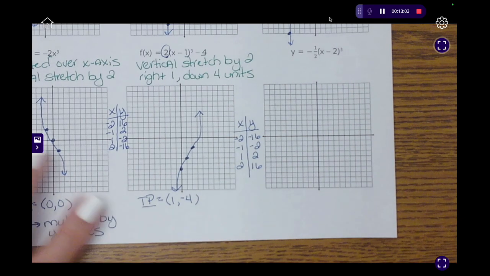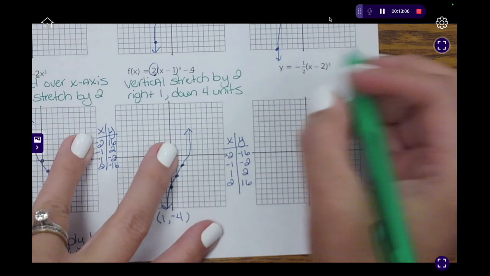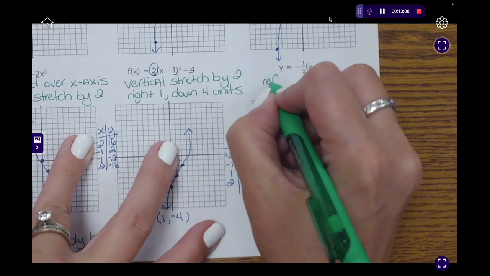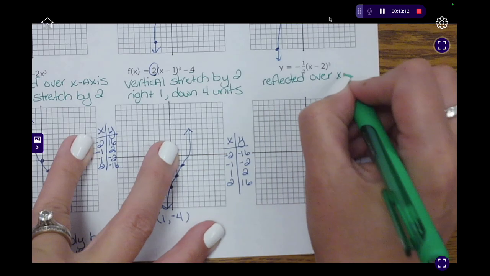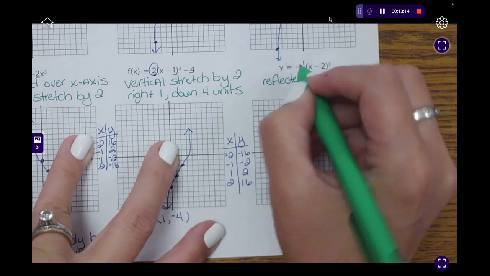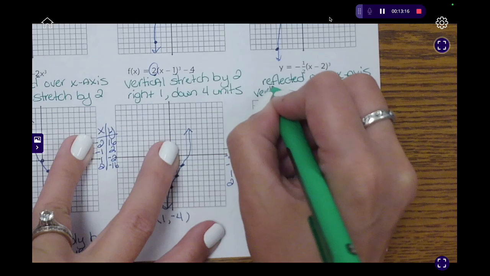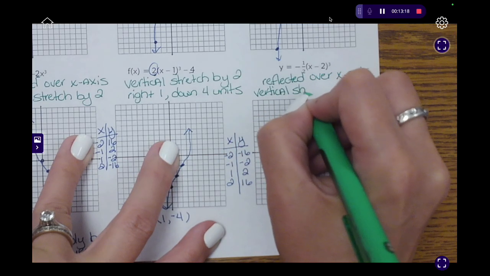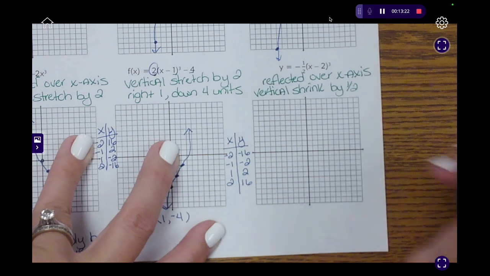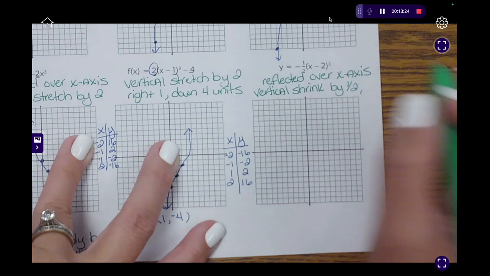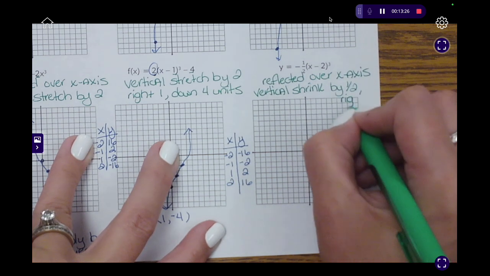So looking at this last one on the front page, again, we have that negative a value, so that one is going to be reflected over the x-axis. The 1/2 is going to be a vertical shrink by a 1/2. So remember, if I see a fraction there, that's a vertical shrink. And then the 2 in the middle right there, that means it's going to the right 2 units.